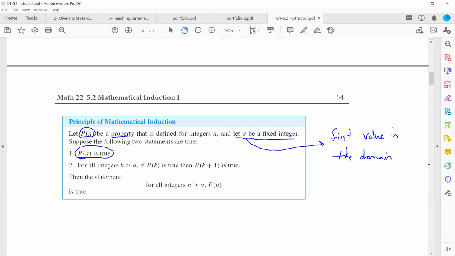Two, the inductive step. For all integers k greater than or equal to a, if P of k is true, then you can conclude that P of k plus 1 is also true. Mathematical induction says, if you have these two conditions, then the statement itself is true for all integers greater than or equal to a. This method of proof is called mathematical induction.